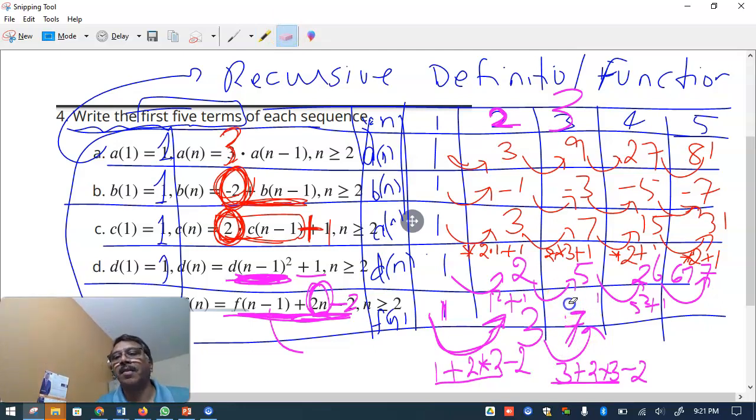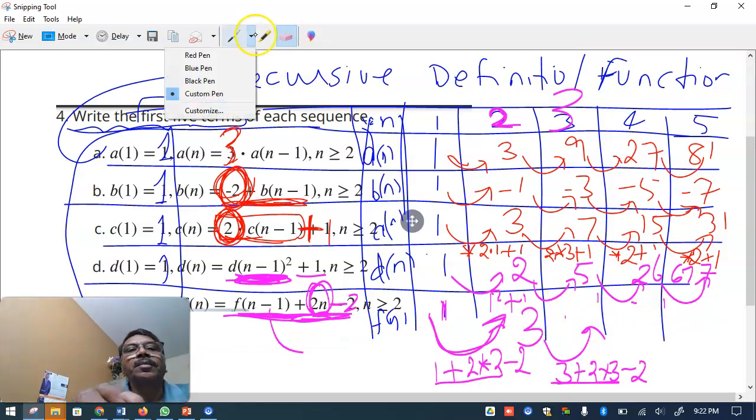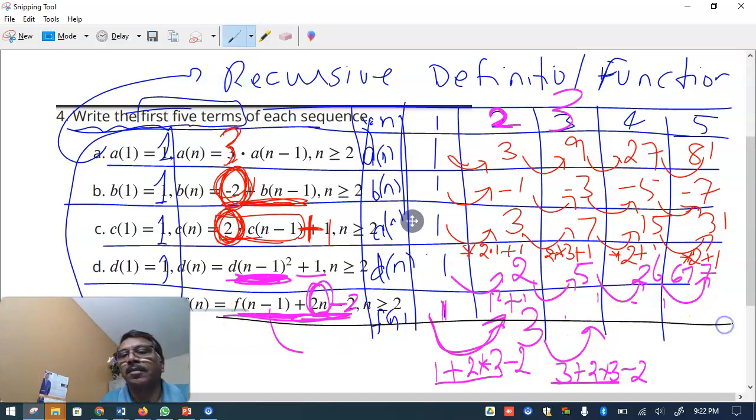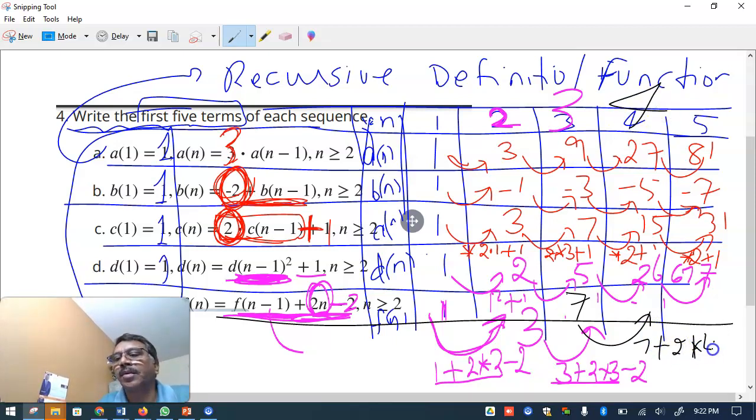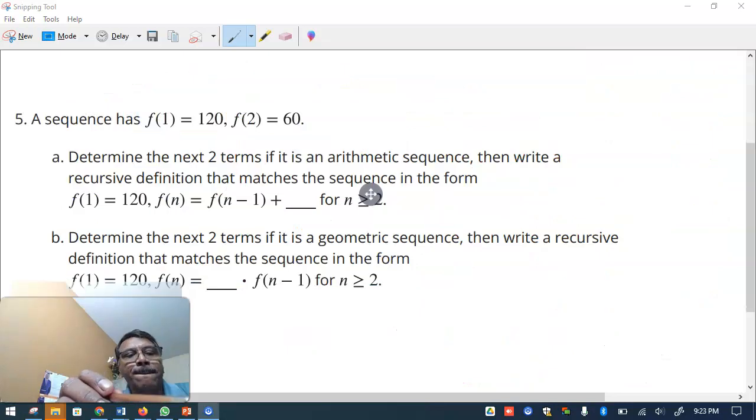So let me wipe this out. So this is 1, 3, 7. Then again, it is 7 plus double the step number, which is now 4, so 8, and you take away 2. 8 plus 7 is 15, take away 2 is 13. So, and the next one again. Let's do the next one.